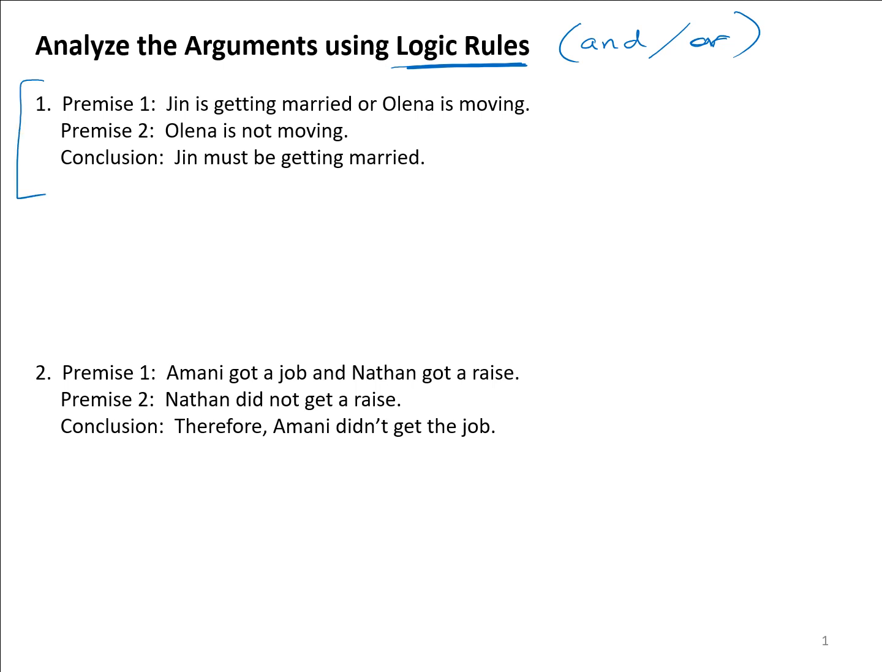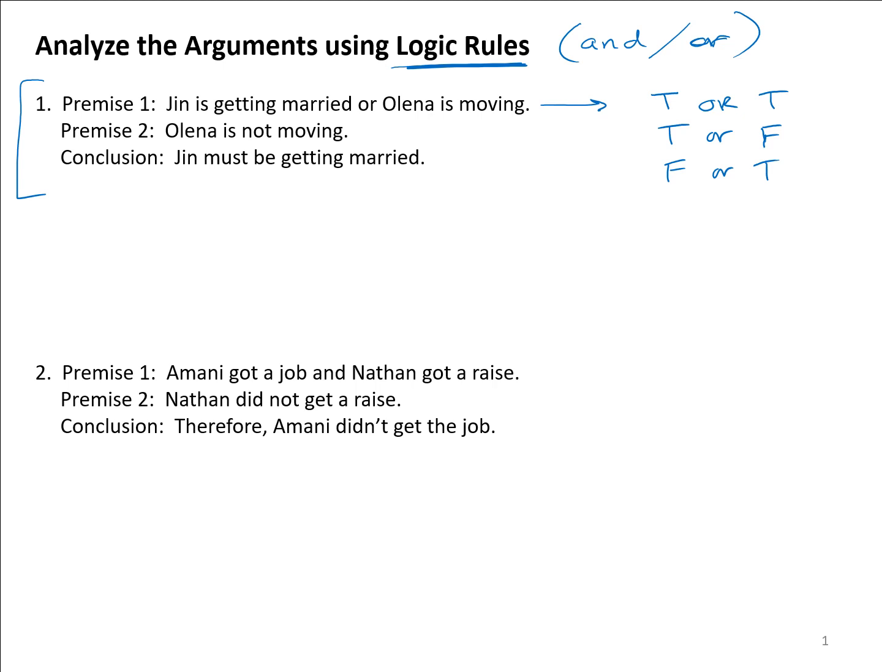So first example, let's say we have the premise that Jen is getting married or Elena is moving. Okay, let's just think about that or statement. We know that or statements are true when either we have two true statements, or we have a true statement and a false statement in that orientation, or a false statement and a true statement. So this premise is going to be true if any of those situations hold true.